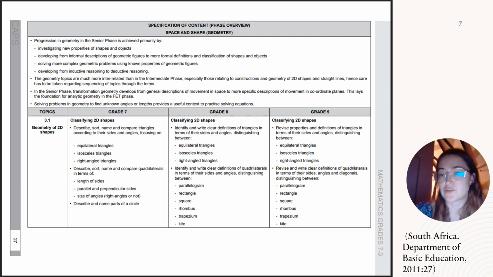Space and shape, or geometry, is the third content area given in the CAPS document. There are 4 subtopics: geometry of 2D shapes, geometry of 3D objects, geometry of straight lines, and transformation geometry. And the weightings are 25% in grade 7 and 8, and 30% in grade 9.